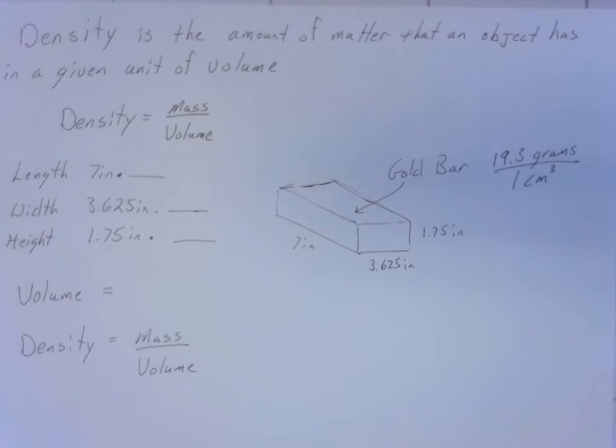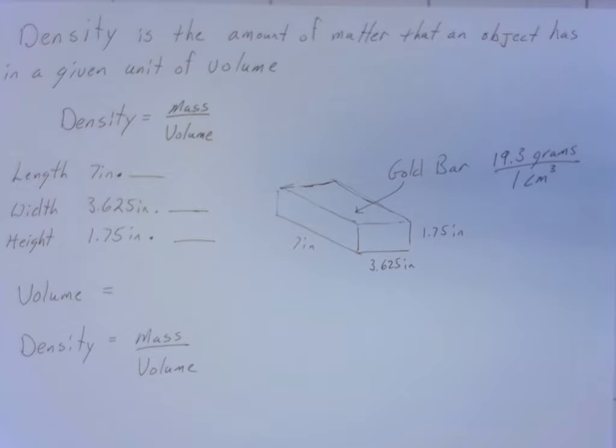For example, table salt and sugar look alike. However, table salt has a density of 2.16 grams per cubic centimeter, while sugar has a density of 1.58 grams per cubic centimeter. So when you pick up the same volume of each of those, the salt is going to weigh more. You're going to feel more weight than you would with the sugar.